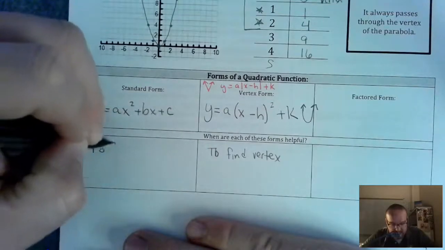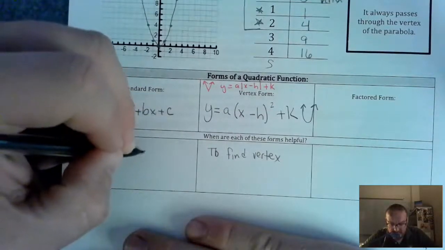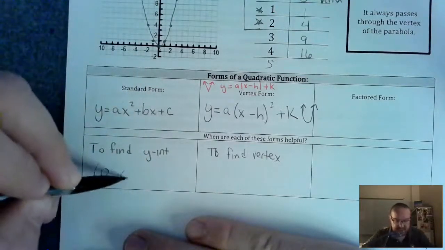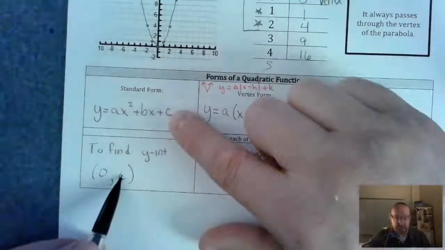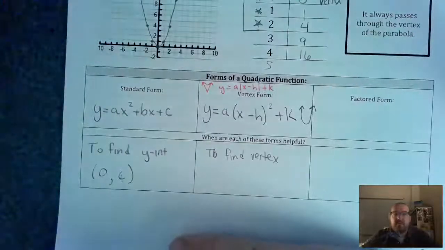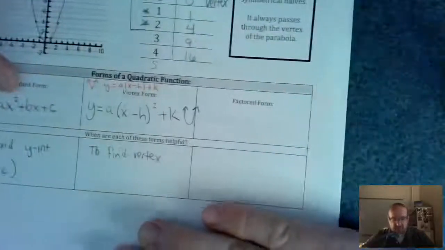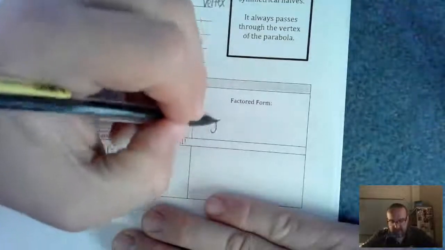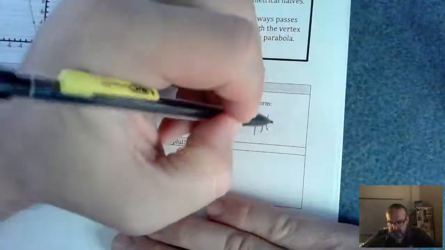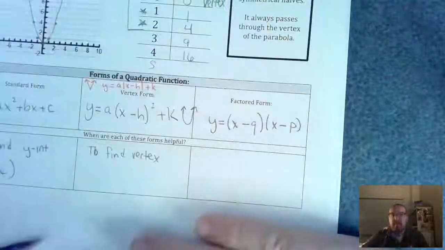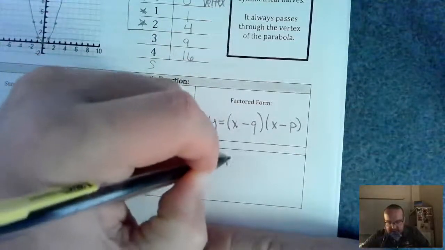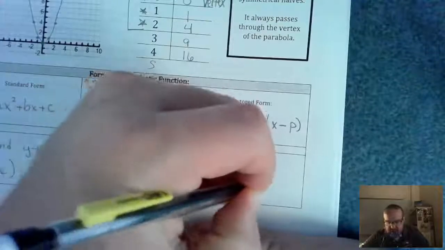To always find the y-intercept, we could just plug in 0 for x, and we always get c right here. ax squared, bx, and c. And then the last one is factored form. Factored form looks like we would have already factored it. Factored form is helpful because it has x-intercepts at q and p, whatever numbers are in there.